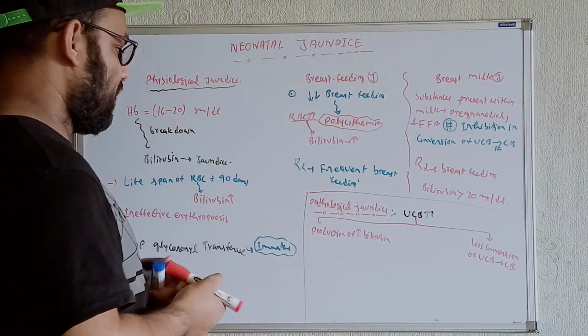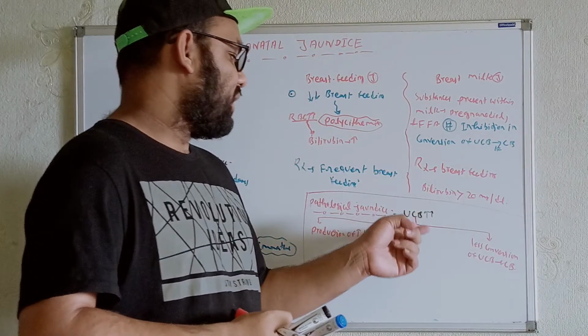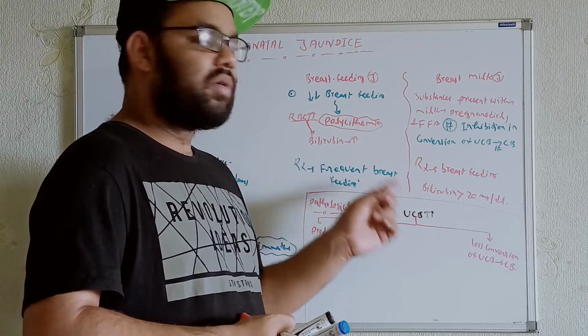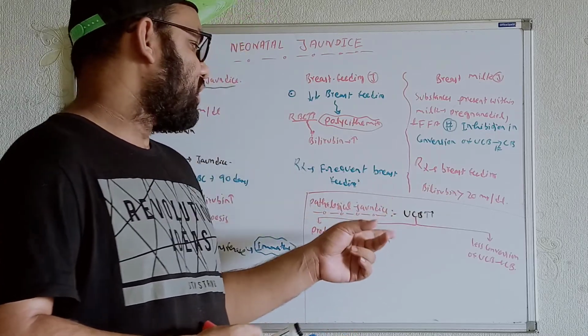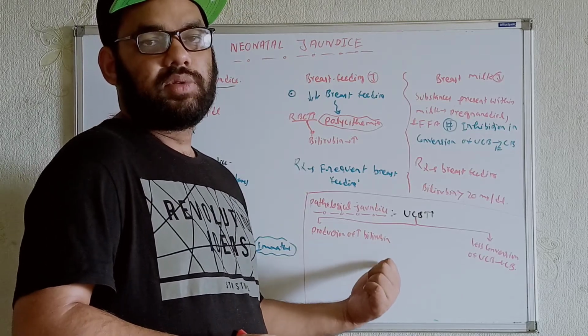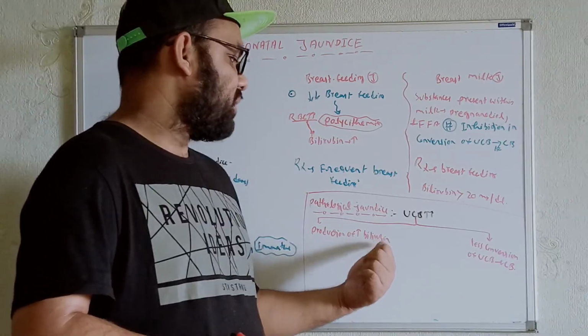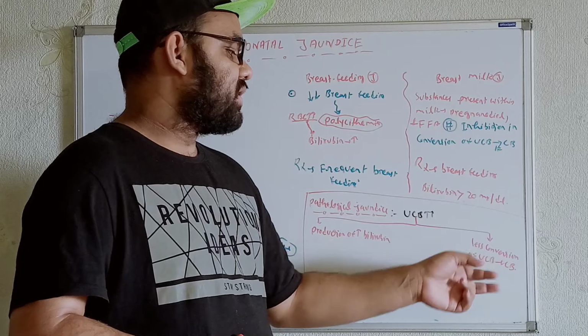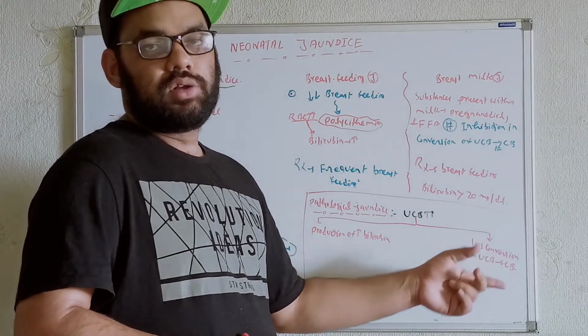If we talk about pathological jaundice, what are the reasons we get more unconjugated bilirubin? Unconjugated bilirubin can be increased for two reasons. One, if the production of bilirubin is much greater. And two, if there is less conversion of unconjugated bilirubin to conjugated bilirubin.